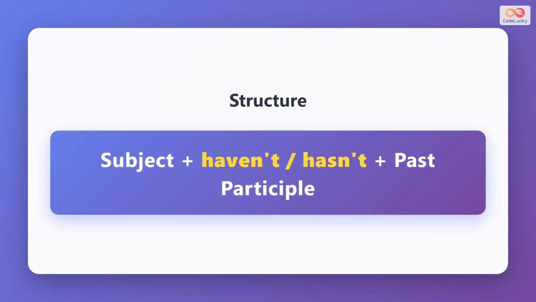The structure of present perfect negative is simple. You take the subject, then add haven't or hasn't and finish with the past participle of the verb. For example, the subject is I, then we add haven't, and then the past participle like eaten or finished. This structure stays the same for all sentences.